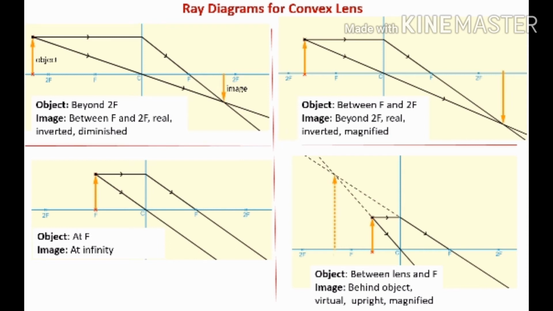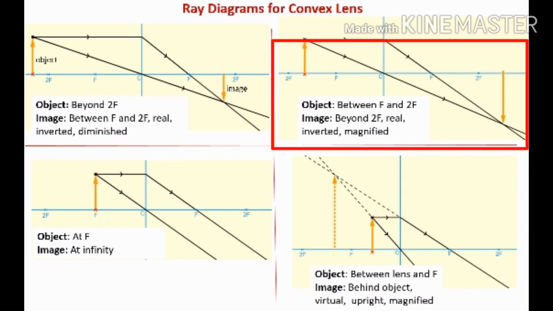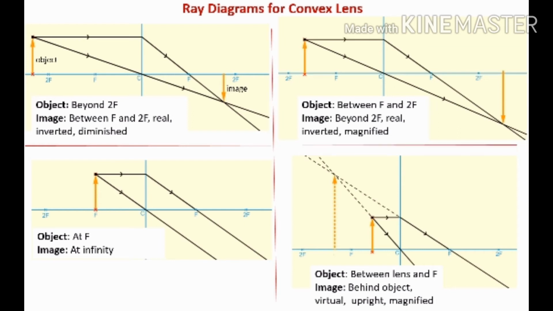If we keep the object at 2f1, we will get the image at 2f2. Here the size of the image is the same as that of the object and it is real and inverted. If we keep the object between f1 and 2f1, we will get the image beyond 2f2. The size of the image is larger than the object and it is real and inverted.